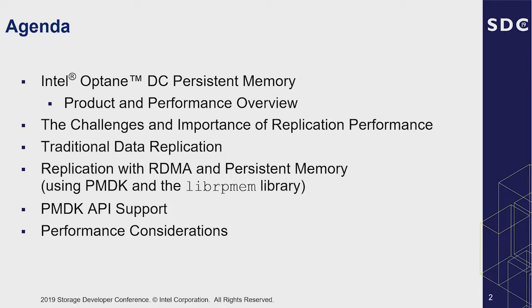So during this talk, I'll talk a little bit about the Intel Optane DC persistent memory. I'll give an overview of the performance and the product itself. I'll talk about the challenges and importance of replication performance. And this will be kind of an example of talking about replication to demonstrate how this new product really fills a gap in the storage, the persistence in the storage area.